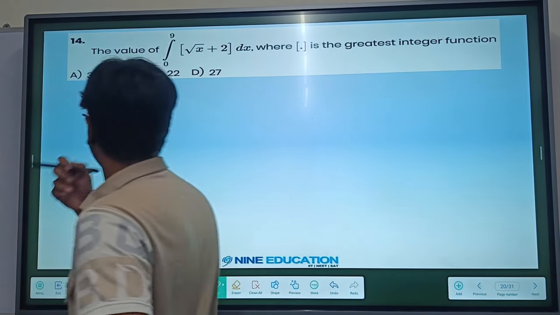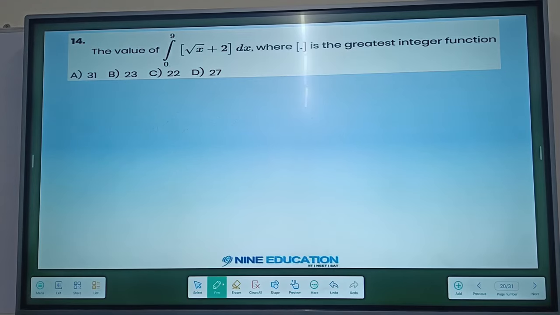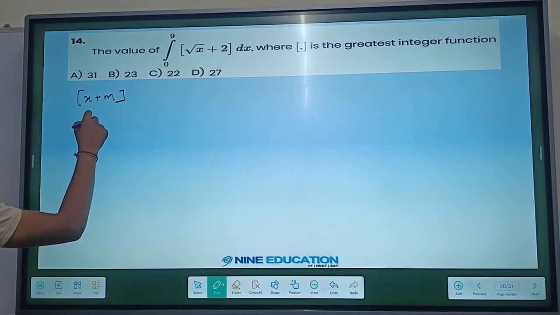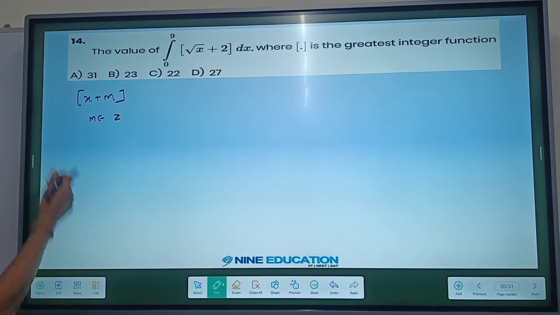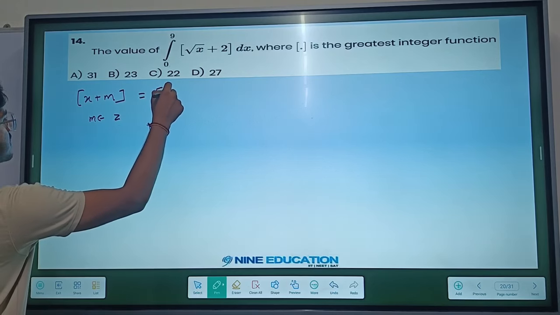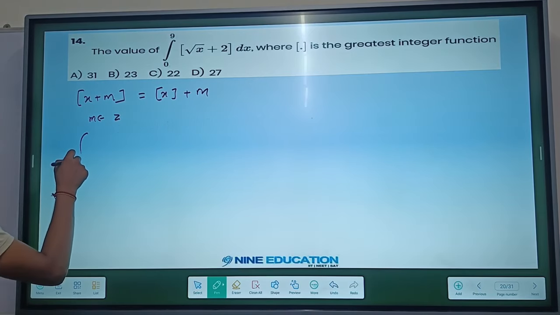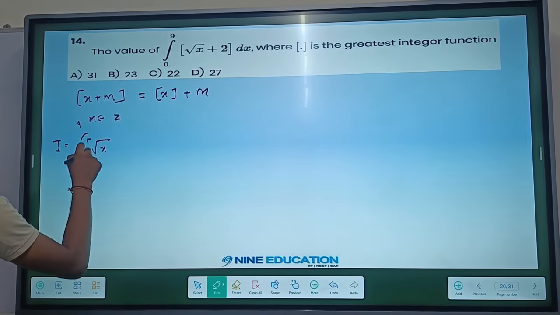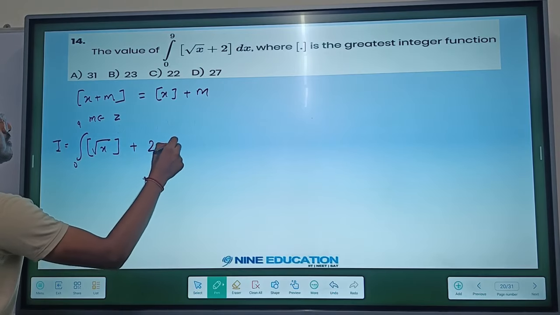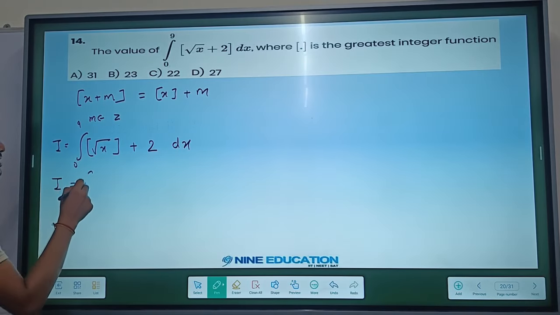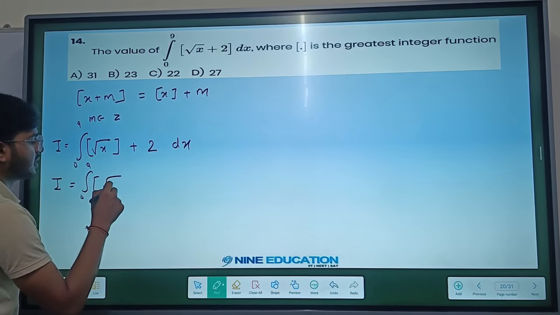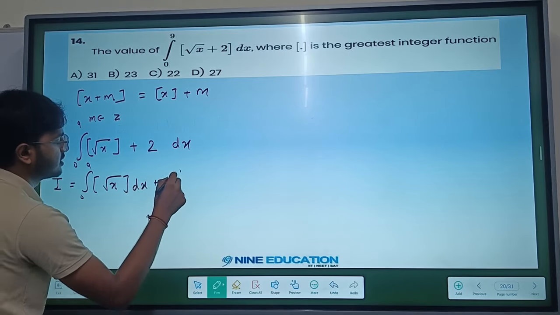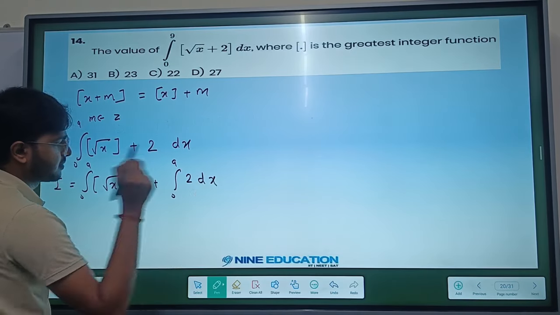Next question, again of definite integration: the value of integral 0 to 9 greatest integer of root x plus 2 dx. So we have this thing about greatest integer. If we have greatest integer of x plus m, where m is an integer, you can break it as greatest integer of x plus m. So I can write it as 0 to 9 greatest integer of root x plus 2 dx. So it would be integral 0 to 9 greatest integer of root x dx plus integration 0 to 9 2 dx.